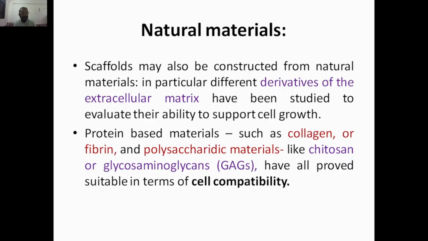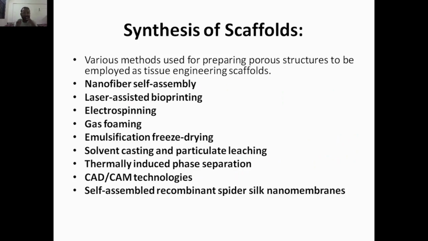Protein based materials such as collagen or fibrin, or polysaccharide materials like chitosan, or even GAG, that is glycosaminoglycans, that we studied in detail in the previous module, all have proved suitable in terms of cell compatibility. That means these protein based materials are some of the examples. These all are ECM derived compounds. So these all can be used as a scaffold material.